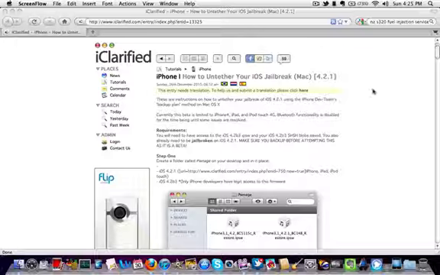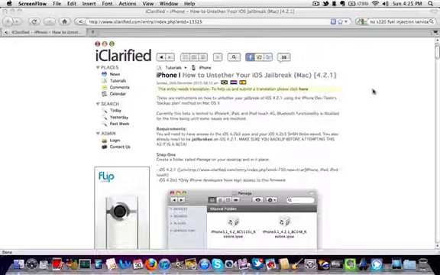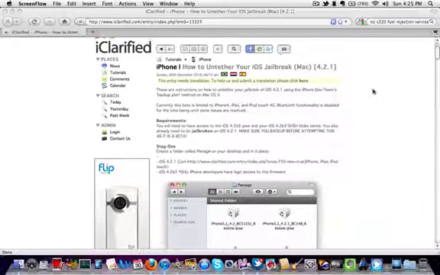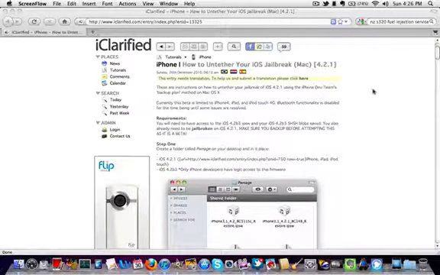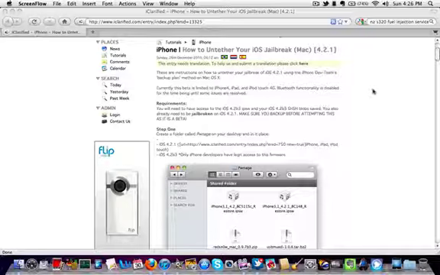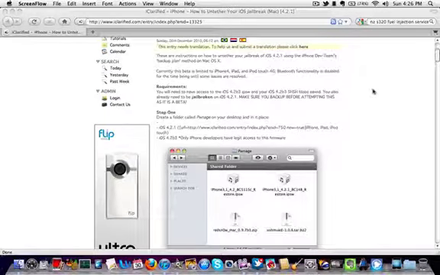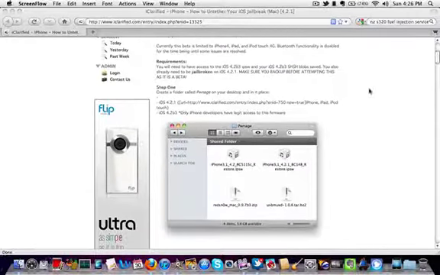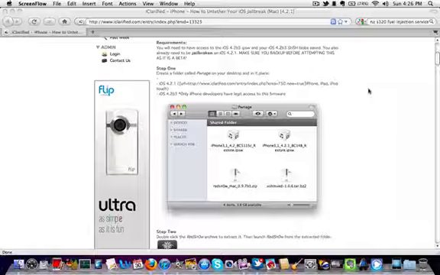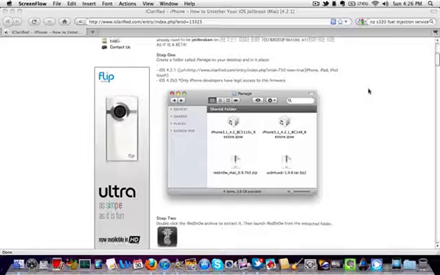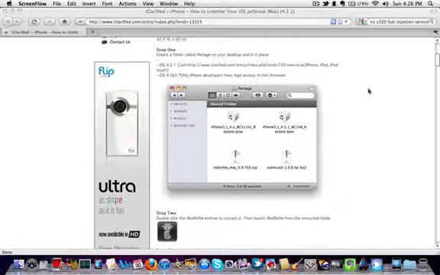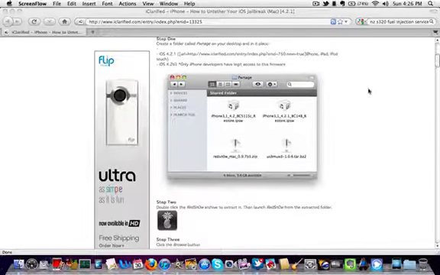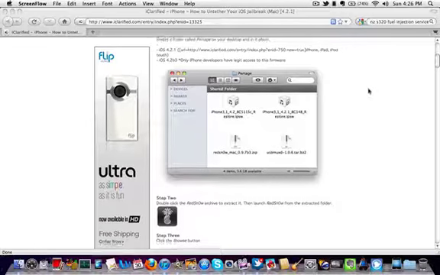Here is iClarified.com. This is the only untethered step-by-step jailbreak for Mac for iOS 4.2.1. As you can see, you can read the requirements. You have step one, and it tells you what you need: iOS 4.2 beta 3.